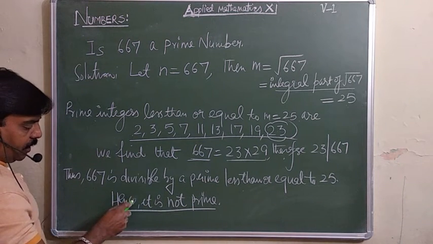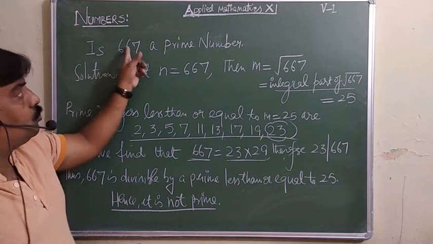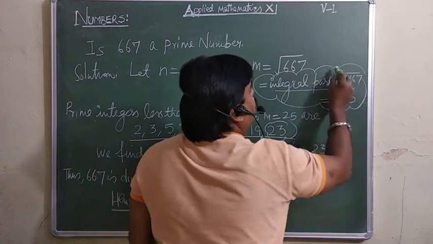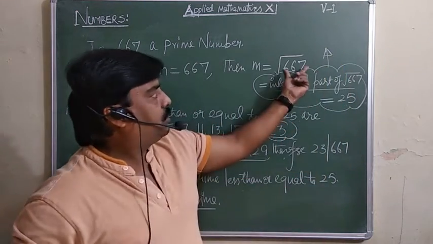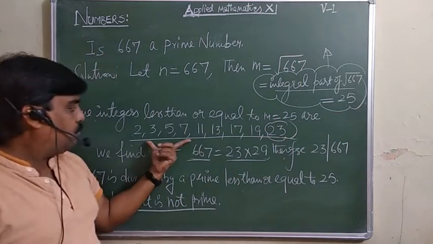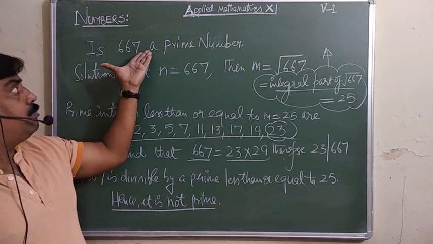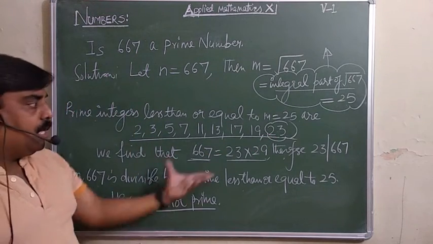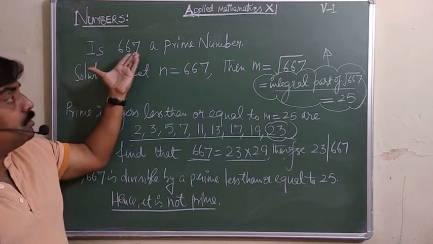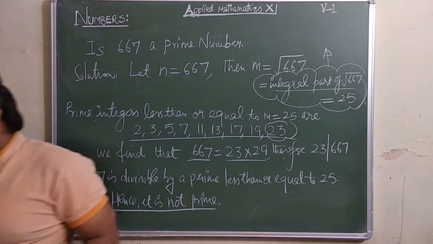So if you want to check whether a number is a prime number or not, this is the very important part. You are supposed to find the integral part of the square root of the number given inside the radical sign. Then write the prime numbers less than that and check whether it is divisible by any one of them. If so, it is not a prime. If it is not divisible by any of the numbers, then that number is a prime number. Likewise you can check whether the given number is a prime number or not. Have a look.